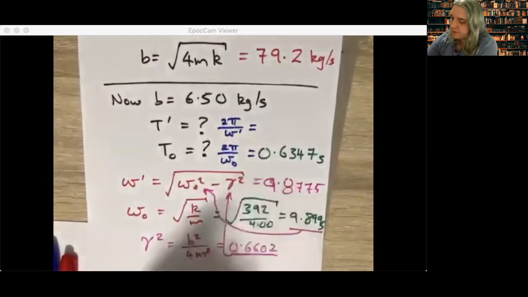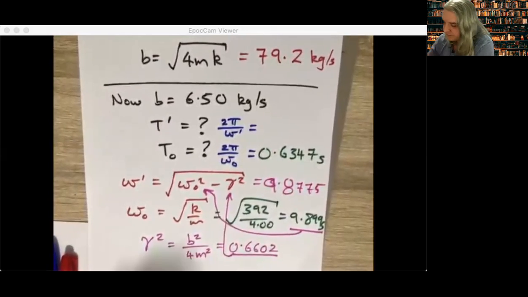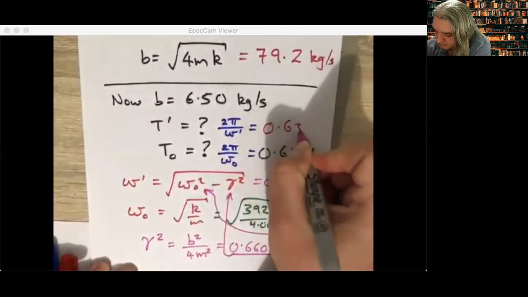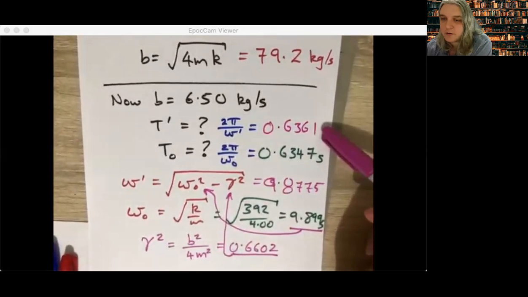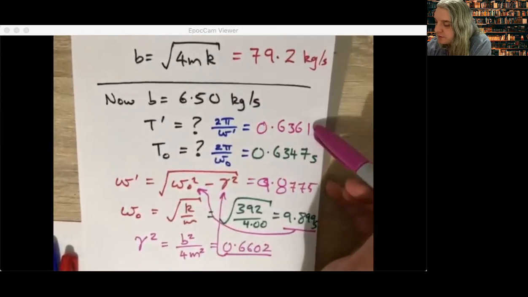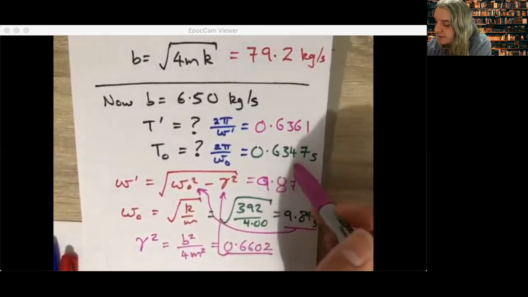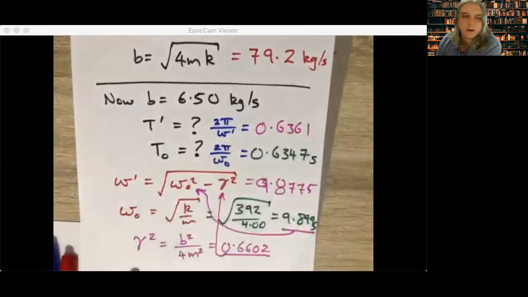Now we do 2 pi divided by that to get our damped period. The answer is 0.6361. So our period for the damped oscillator when B is 6.5 is 0.6361 seconds, and when it's undamped it's 0.6347 seconds. So we can see that it does change slightly, but not a huge amount. There is some change to the period of our oscillator, as we expected.